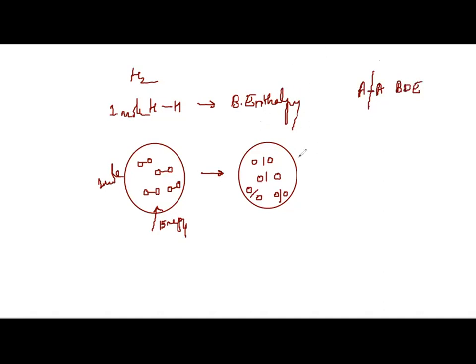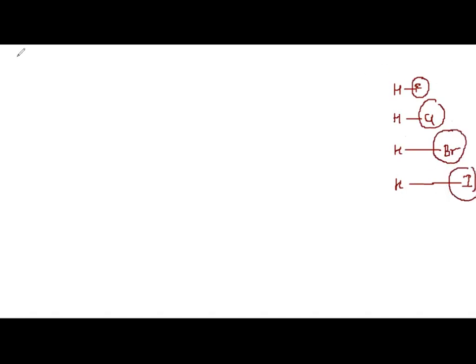Now, what are the factors which affect bond energy? Suppose I give you some examples. Say I have an HF molecule, an HCl molecule, an HBr molecule, and an HI molecule. Why have I written like this? Because as you move down the group, atomic size increases. So as atomic size increases, the distance between the two nuclei increases. When I say distance between the two nuclei, can I say bond length? Correct?